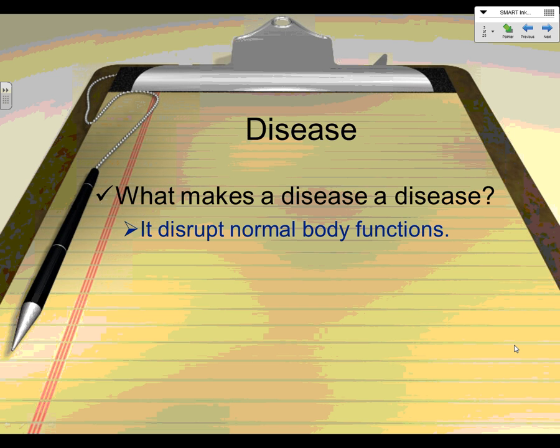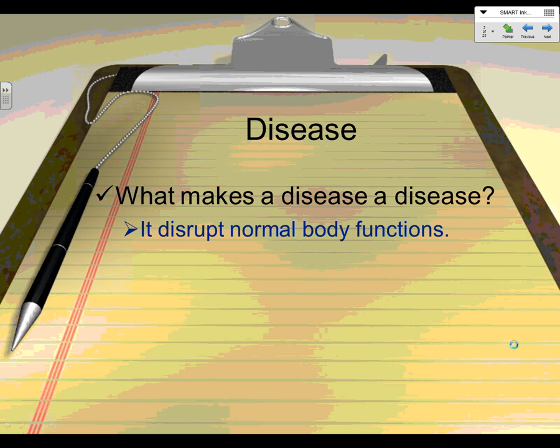So let me repeat what I said just in case you didn't catch that. Just because it disrupts normal body functions does not make it a disease. If I fall and hurt myself right now, I could break my leg. If I do, God forbid, it is disrupting my normal body function of being able to walk, but it's not a disease. But a disease would be something that does disrupt normal body functions, okay? Questions? All right.